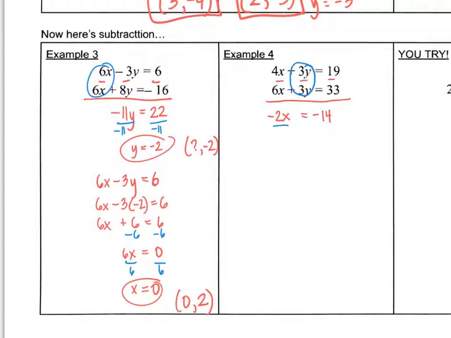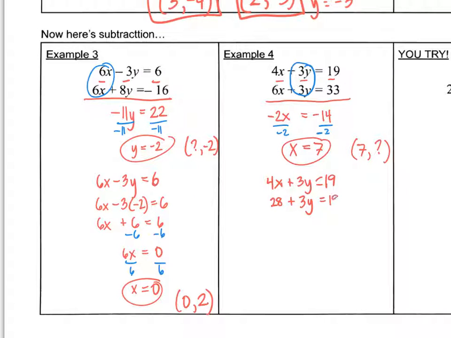Divide by -2, and that's going to give me a positive answer here. Sorry for my sloppiness. +7 is my x. 7, comma, blank. Let's use the first equation again, 4x plus 3y equals 19. I'm going to replace the x with 7, so that means 4 times 7, which would be 28. I'm going to skip a step here and not show you that 7.